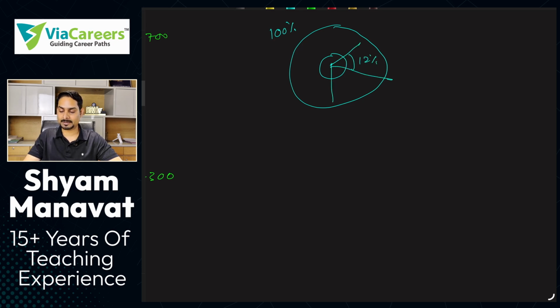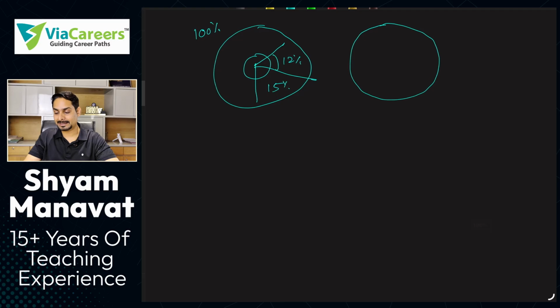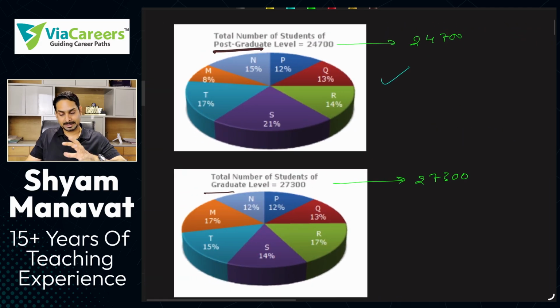So 12%, 15%, 25%, that way you will get the data distributed. The total circle should represent 100%. Another way of using a pie chart to present the data is in degrees. So let's say institute P has 30 degrees out of this 360 degrees. In a pie chart, the total angle is 360 degrees and the total percent is 100%. In these 2 ways, we can use a pie chart to present the data. Here in the first example, we have data presented in form of percentage distribution.